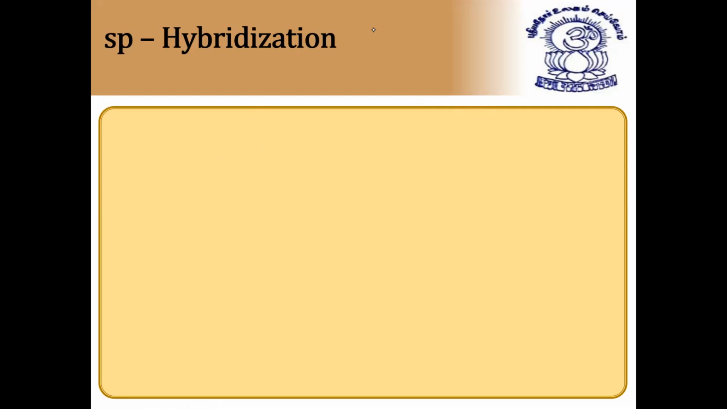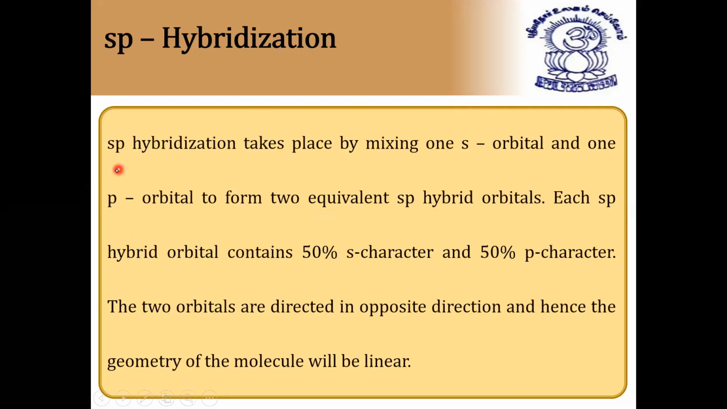So what is sp hybridization? sp hybridization takes place by mixing one s orbital and one p orbital. When one s orbital overlaps with one p orbital to form new equivalent orbitals called sp orbitals, it is called sp hybridization. So, one s orbital and one p orbital form two equivalent sp hybrid orbitals.